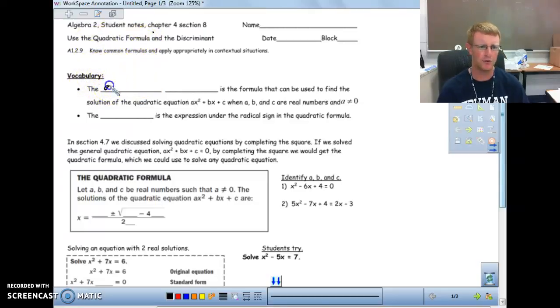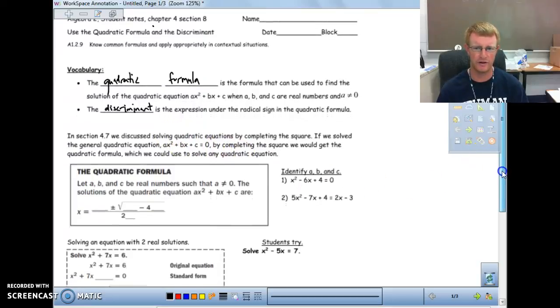So the vocabulary for this section is the quadratic formula is the formula that can be used to find the solutions of the quadratic equation ax squared plus bx plus c when a, b, and c are real numbers and a is not equal to 0. And the second thing, which you may not be as familiar with, the discriminant. The discriminant is the expression underneath the radical sign in the quadratic formula.